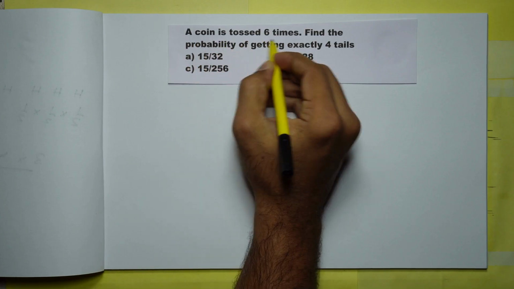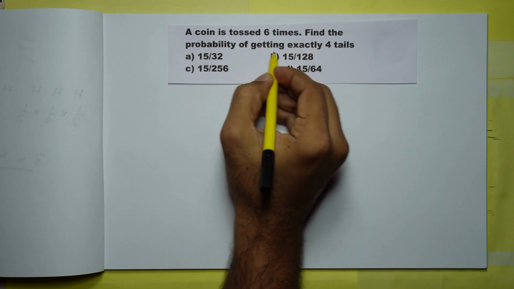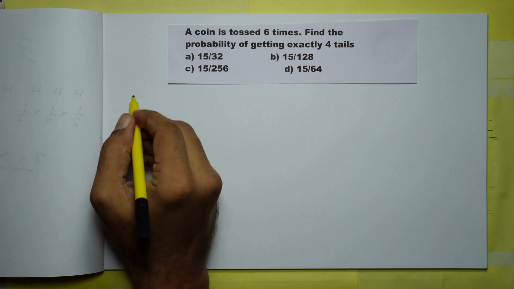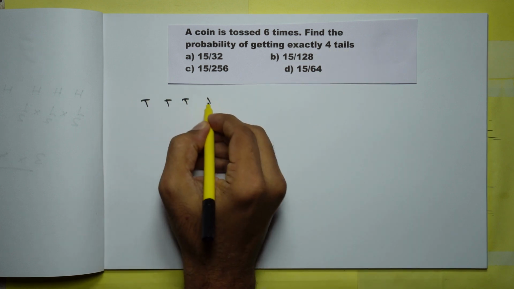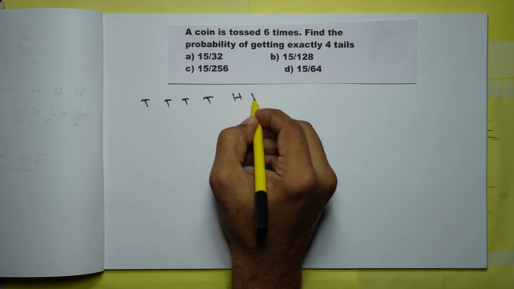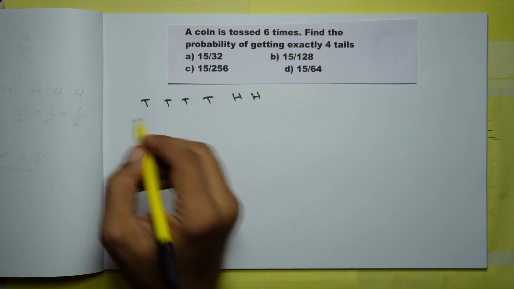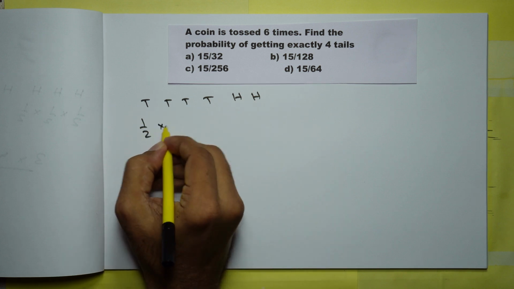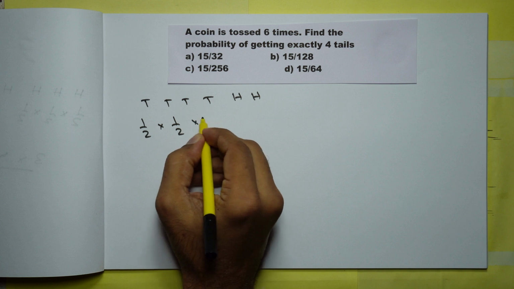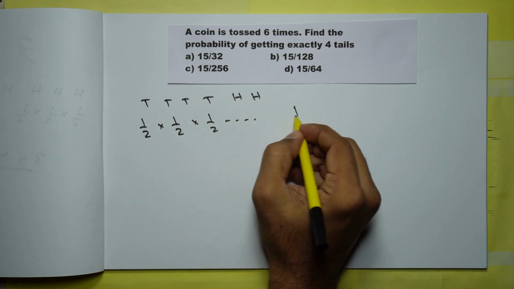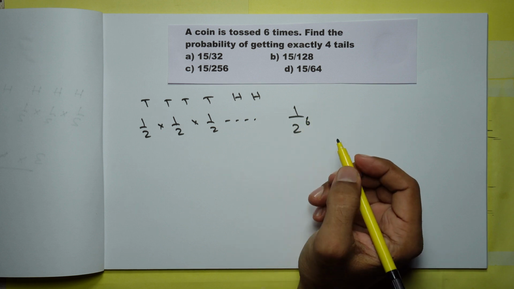A coin is tossed 6 times. Find the probability of getting exactly 4 tails. So one favorable outcome is the first 4 are tails and the next 2 are heads. So let us calculate the probability of this. First one is a tail, that is 1 by 2. Next one is a tail, 1 by 2. Next one is a tail, 1 by 2, like that 6 times. So the probability will be 1 by 2 raised to 6.